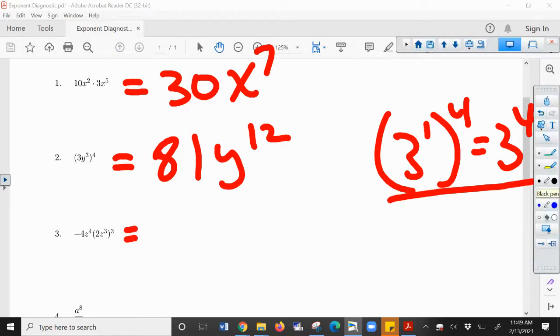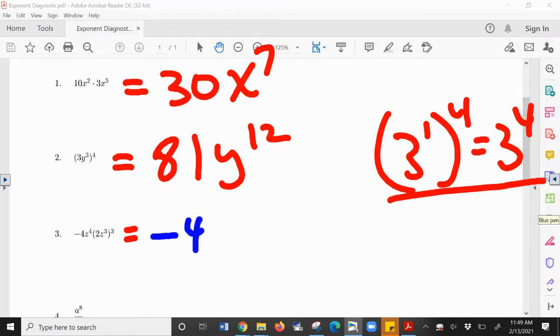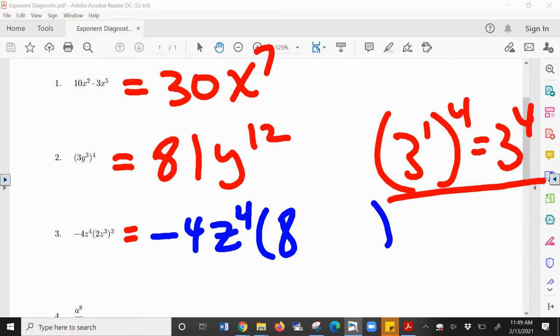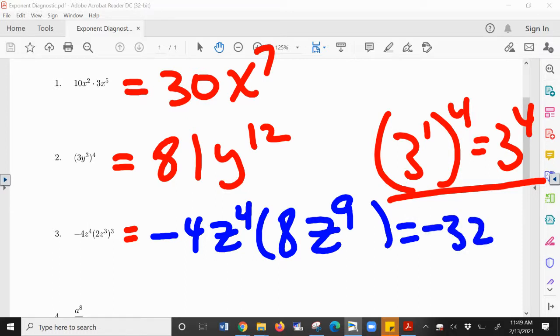In this problem, we have two things going on. First, we're going to use order of operations, which means we're going to do the exponents first. In other words, we're going to leave the 4z to the fourth alone for a second, and then we're going to multiply this stuff out. So 2z to the third would be 2 to the third, which is 8, z to the third, which is z to the ninth. Now we can multiply these things together. Negative 4 times 8 is negative 32. And we have z to the fourth times z to the ninth. Applying the first rule, we add those exponents together, z to the 13th.